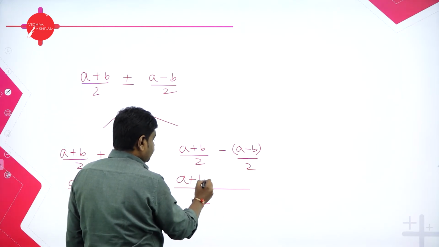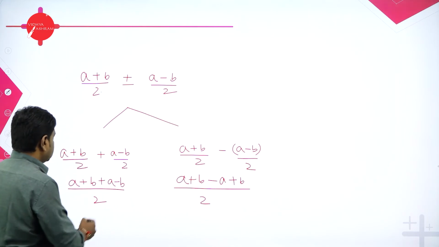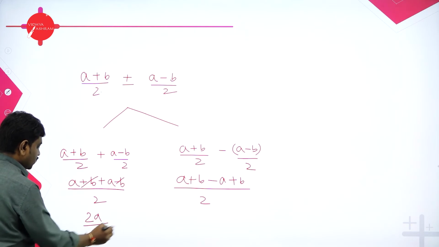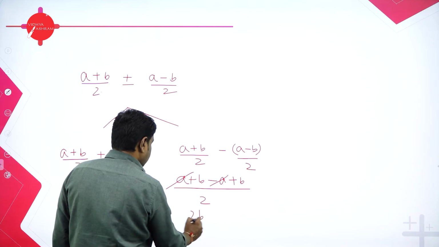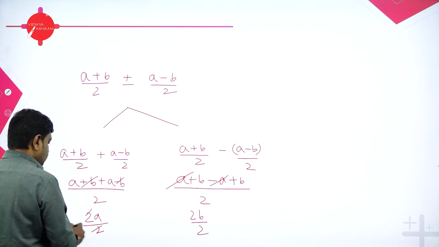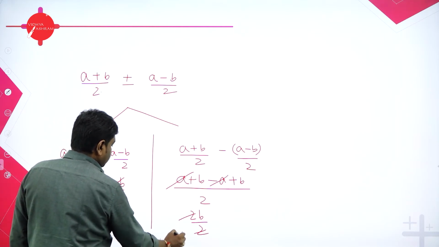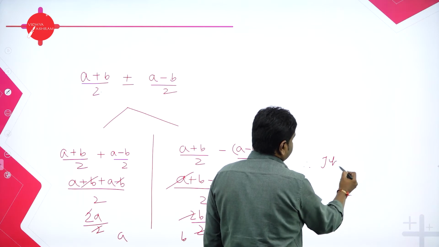In the other case, (a plus b), open the brackets, minus a, minus of minus plus b, by 2. Now further, plus b minus b cancels, a plus a is 2a by 2. And here, minus a plus a cancels, b plus b is 2b by 2. Further, a and b. So this is a, and the other part gives you b. Therefore, the numbers are a and b.